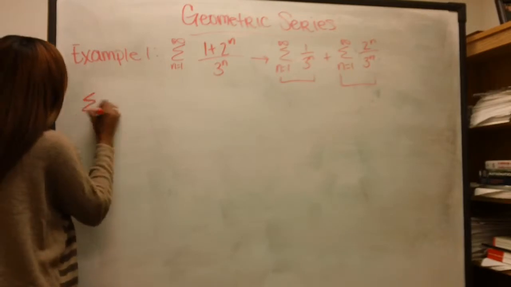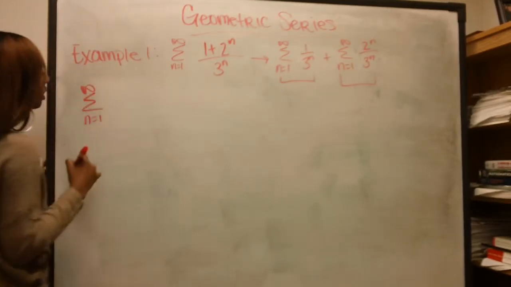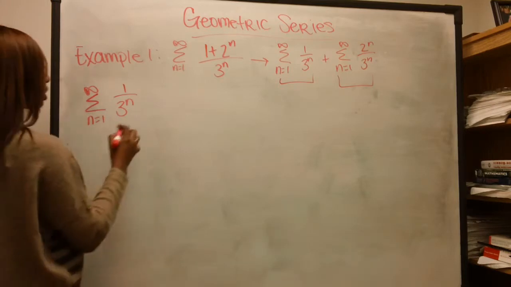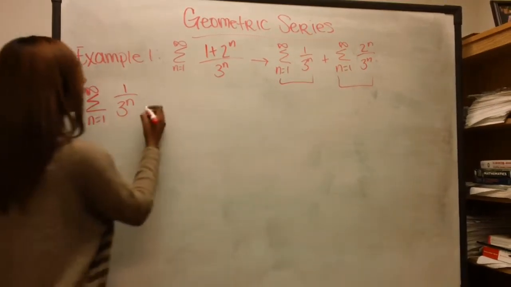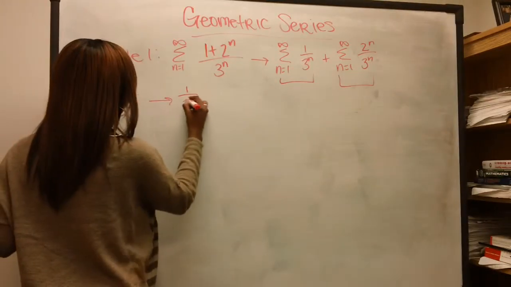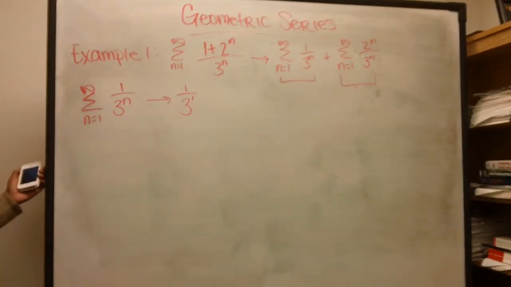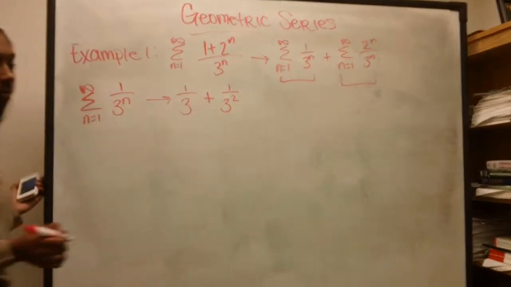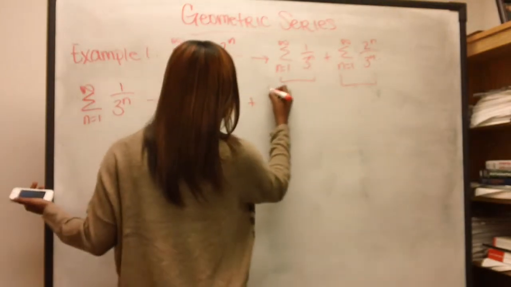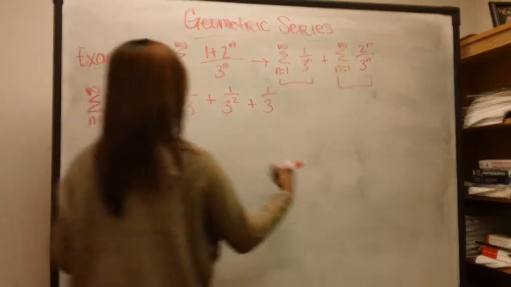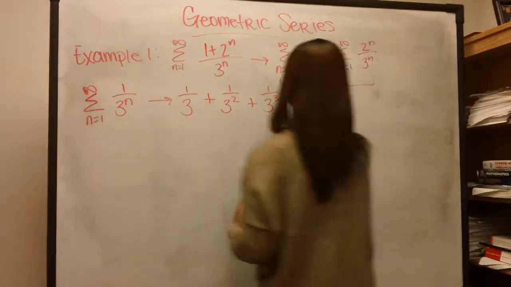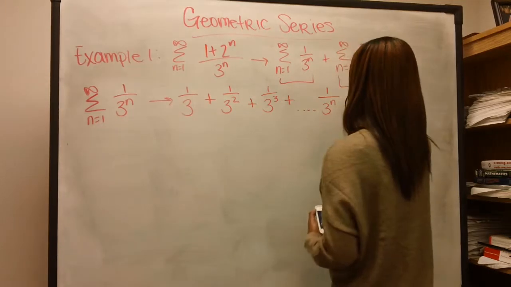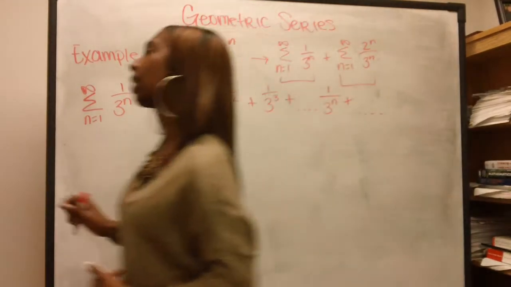So I'm going to rewrite this. Summation from n equals 1 to infinity of 1 over 3^n. Okay, so your first step is going to be to expand this series. And so this is going to be 1 over 3 to the first power, because we're starting at n equals 1, which is just 1/3, plus 1 over 3 to the second power, because now n equals 2. We're going to continue to increase by increments of 1. So you have 1 over 3 to the third power, plus so on and so forth until you get to 1 over 3 to the nth power. And that's how you expand your series.